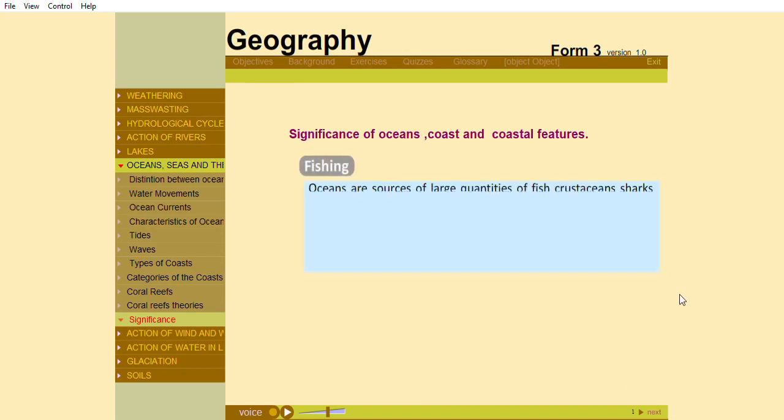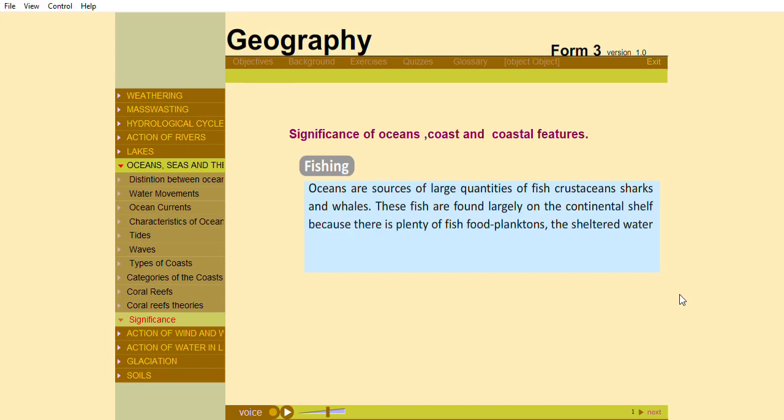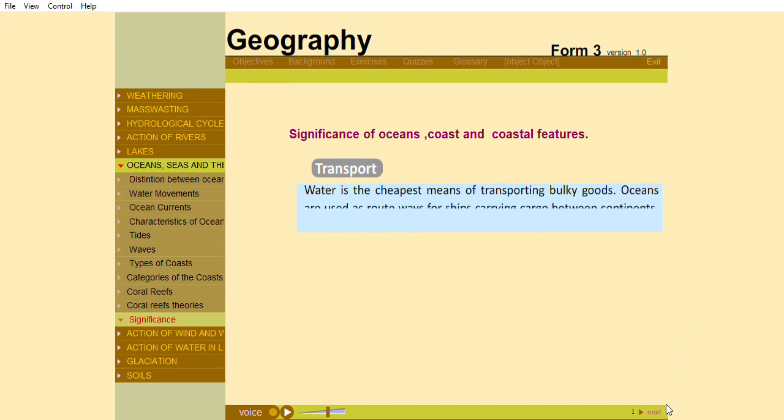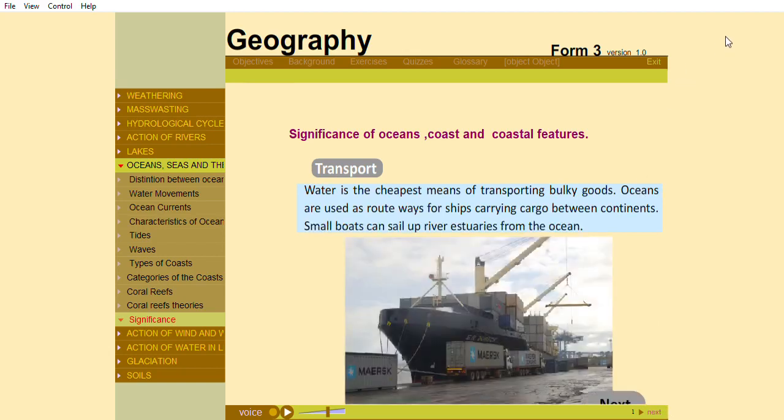Significance of oceans, coast, and coastal features. Fishing. Oceans are sources of large quantities of fish, crustaceans, sharks, and whales. These fish are found largely on the continental shelf because there is plenty of fish food, planktons. The sheltered water of the fjords offers suitable sites for the breeding of fish. Transport. Water is the cheapest means of transporting bulky goods. Oceans are used as routeways for ships carrying cargo between continents. Small boats can sail up river estuaries from the ocean.